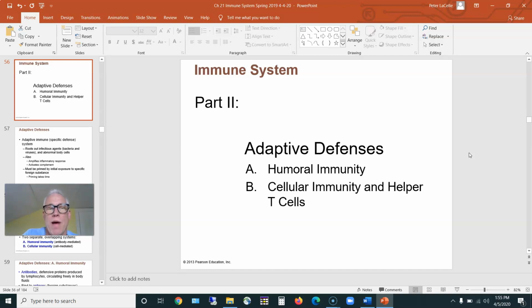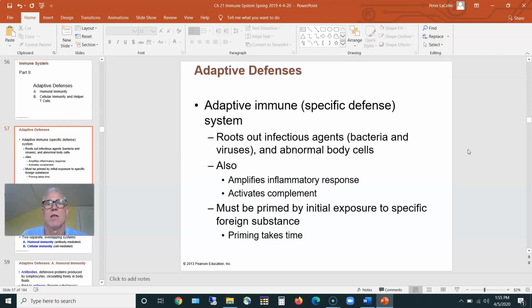First, we'll learn a little background about the adaptive immune system, and then we'll talk about humoral immunity, humoral defenses. And then in the next session, we'll follow up and talk about cellular immunity and a little bit about helper T cells, a subset of T cells that are needed for both humoral and cellular immunity to occur. Okay, the adaptive immune system.